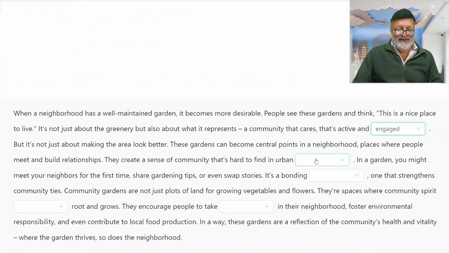In the second blank, let us start from "they create a sense of community that's hard to find in urban dash." So the question is, urban what?